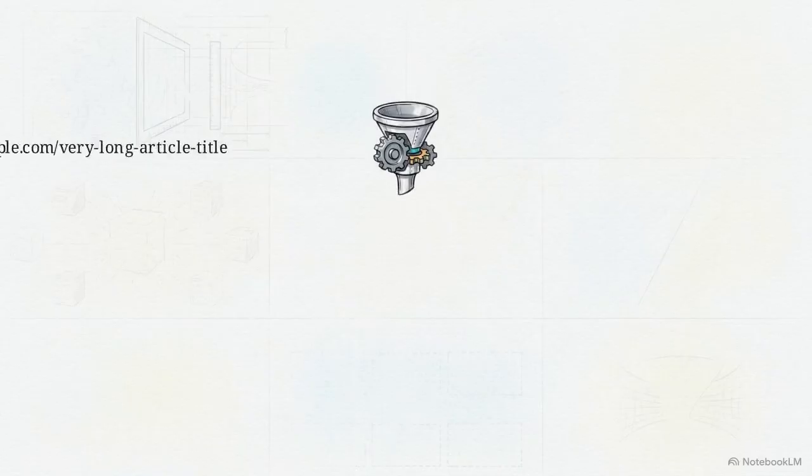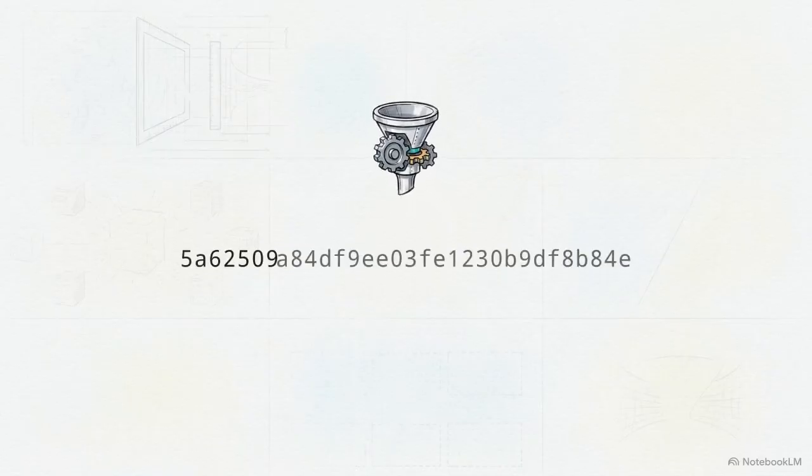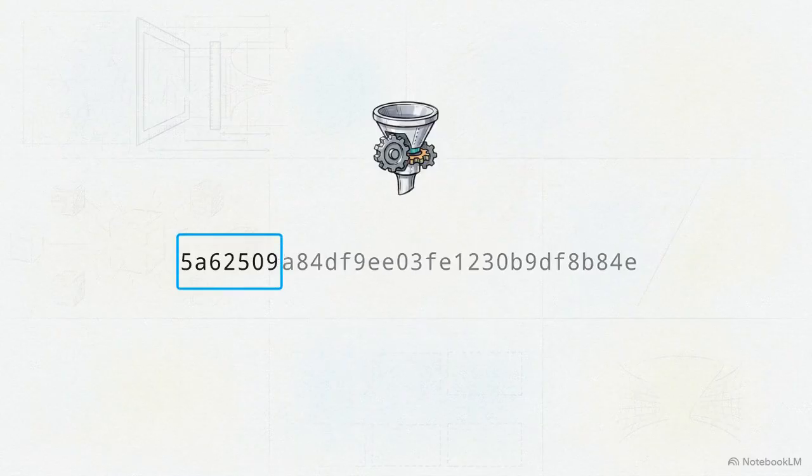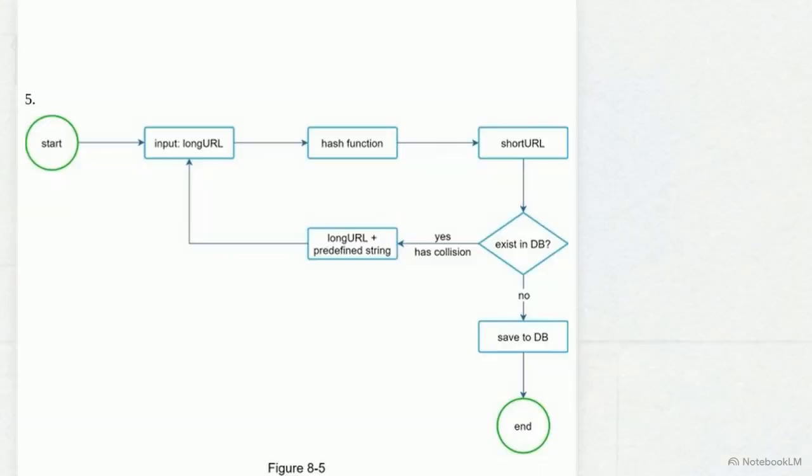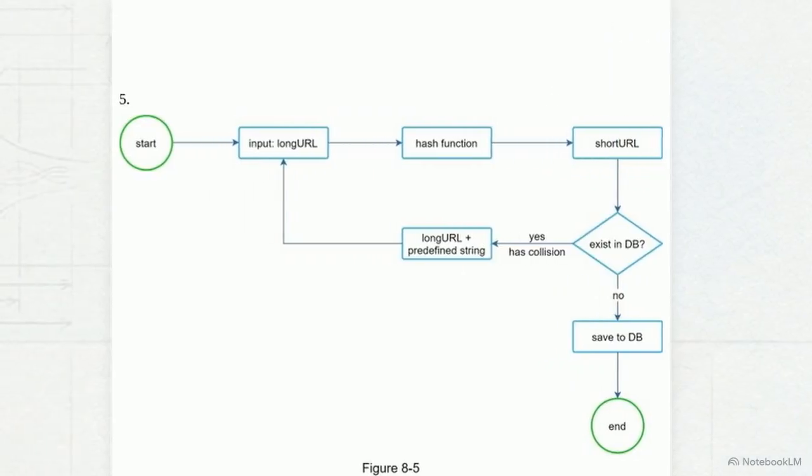One method for generating codes is to use hash functions like crc32 or MD5 and truncate the output to 7 characters. Because we are truncating the hash, collisions are inevitable. As shown here, the system must check the database for existing entries. If a collision occurs, it appends a string to the URL and rehashes until it finds a unique value.